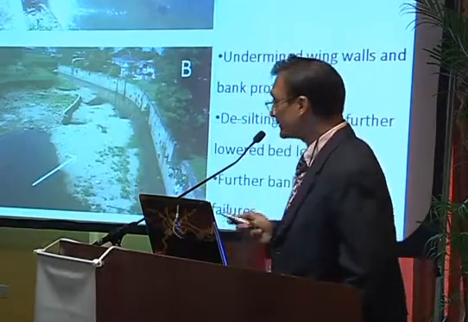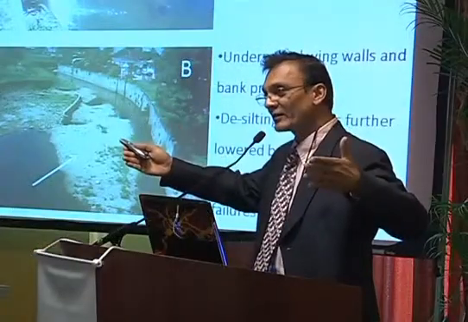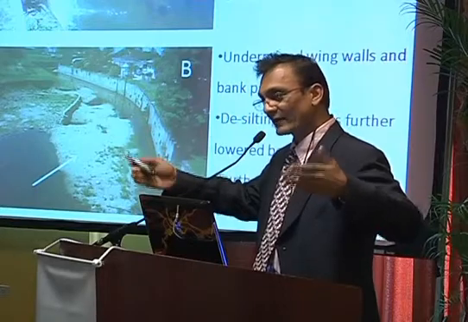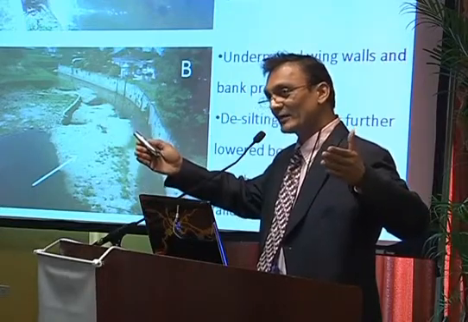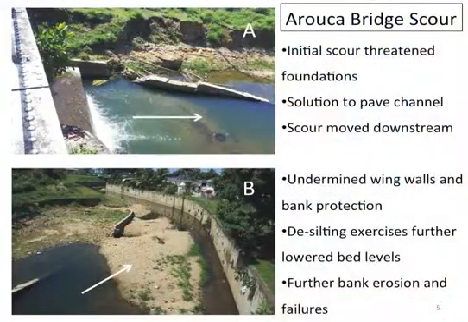Scours at bridges. I'm looking down from here taking this picture. This mass concrete was placed to protect the abutments. So scouring occurs as flood goes through the waterway area. Mass concrete was poured to stop the scouring and to protect the abutments. But then the scour just moves downstream. So the scour moves forward.